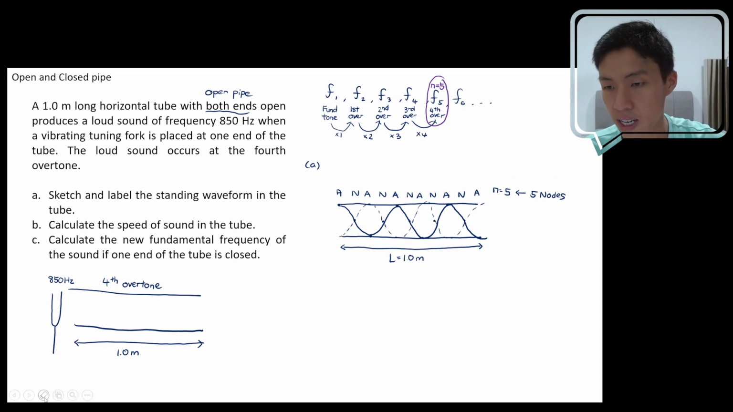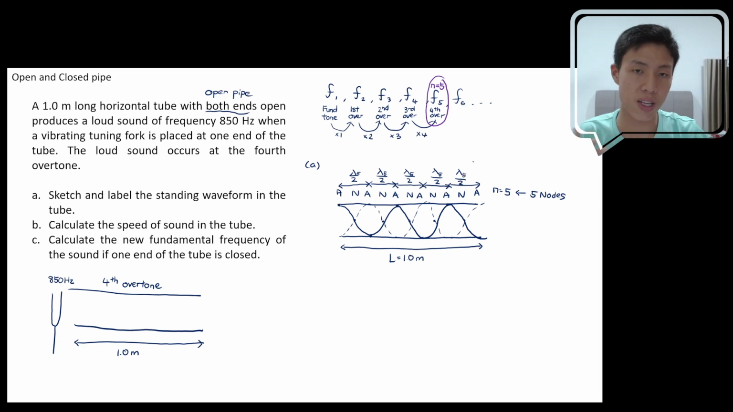Then usually another thing that I do is I'll label that distance between node and node, or antinode and antinode. We know that the distance between them is lambda over 2. So this is the fifth harmonic. You can label it as lambda 5 over 2. That's fine as well. So this is another lambda 5 over 2. The fifth harmonic wavelength. Lambda 5 over 2, lambda 5 over 2, lambda 5 over 2. Okay, just to show that there are 5 lambda over 2 that can be fitted inside this pipe over here. Okay, so this is the complete diagram for the standing waveform in the tube.